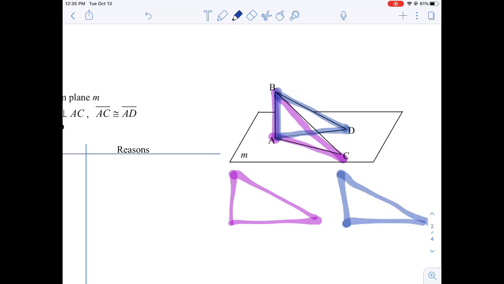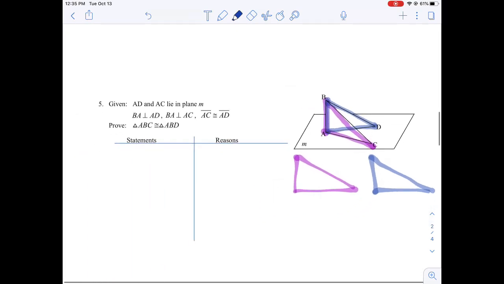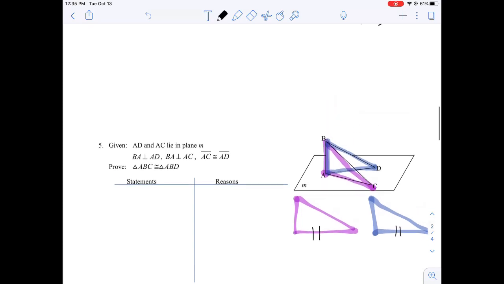So your goal is to prove that those 2 triangles, which looks kind of weird because it's trying to be a 3D drawing, are actually congruent to each other. You are given some perpendiculars, that BA is perpendicular to AD and BA is perpendicular to AC. And you're given that these chunks down here are congruent, so that AC down here is congruent to AD down here. I think this proof is about 5 or 6 steps. So try to write it up, and I will leave you some hints on Canvas if you get stuck.